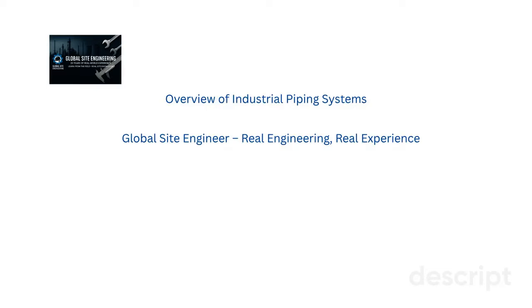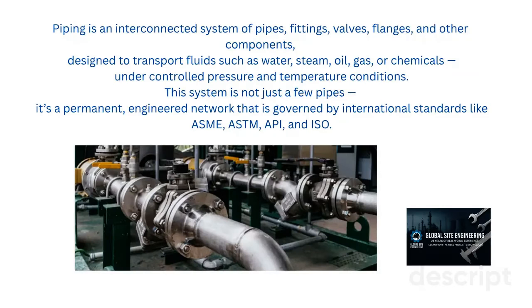In today's video, we'll explore a fundamental topic in industrial construction and engineering: what is piping? Piping is an interconnected system of pipes, fittings, valves, flanges, and other components designed to transport fluids such as water, steam, oil, gas, or chemicals under controlled pressure and temperature conditions.